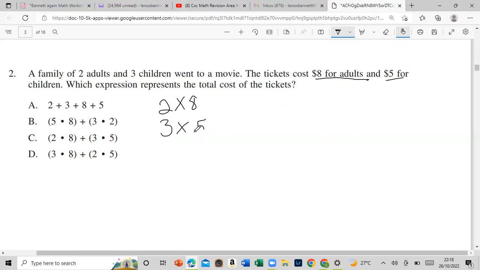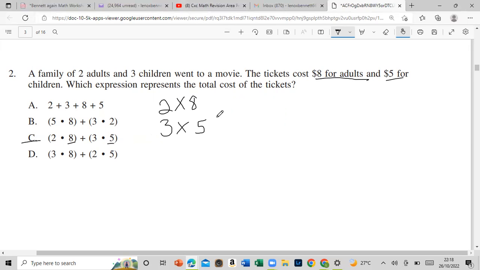Alright, so let us see if we can find this. 2 times 8 and 3 times 5. This is the American paper basically. Oh, they set it up. So they put that in multiply. So it will be C. So 2 adults and 3. So it's 2 by 8, which is the same thing I have, and 3 by 5.